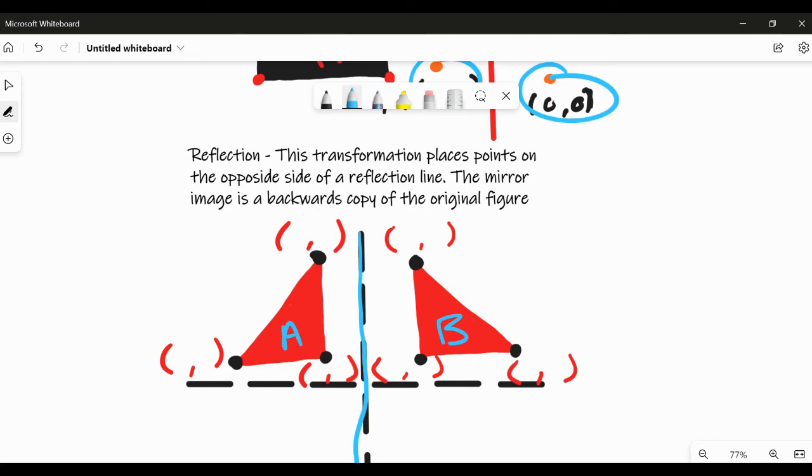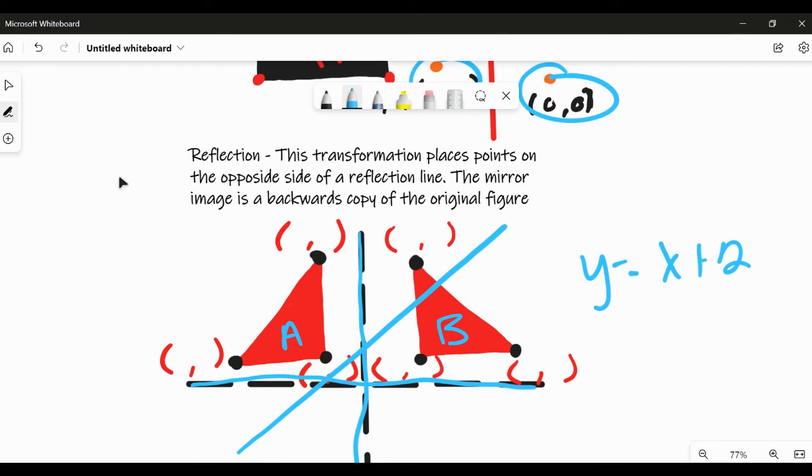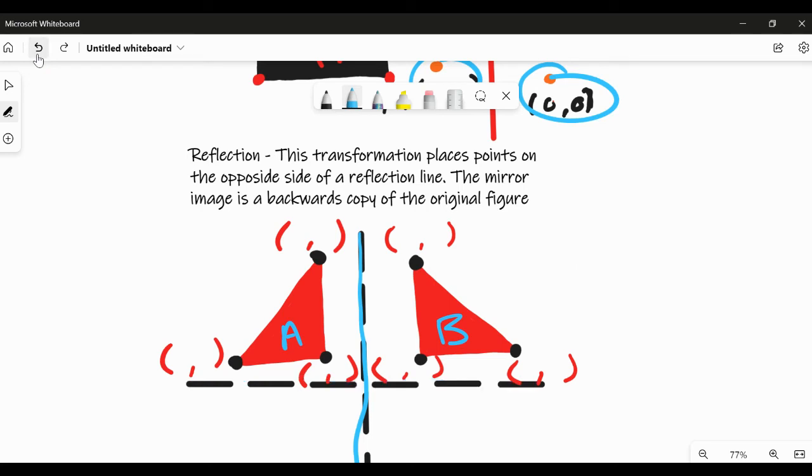Okay. Our reflection line does not have to be straight up and down. Our reflection line can be about the x-axis. All right. It can also be about, let's say, the line y equals x plus 2. All right. That would be somewhere in here, and then it would just be there. All right. So our reflection line does not have to be an axis, but it can be any line formed on a coordinate plane.